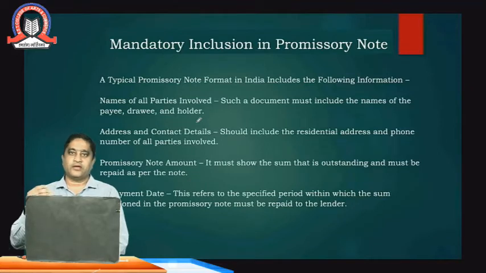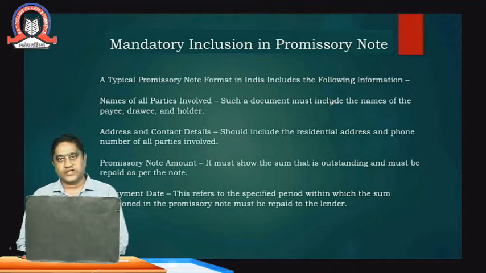Now coming to the mandatory inclusions in the promissory note. A promissory note format in India includes the following information. Name of the parties involved: the document must include the names of the persons, that is the payee, drawee and the holder. Address and contact details have to be mentioned, such as residential address as well as the phone number or the email ID. Promissory note amount: it must be shown as the sum that is outstanding and must be repaid on that particular specified date which has been mentioned in the promissory note.